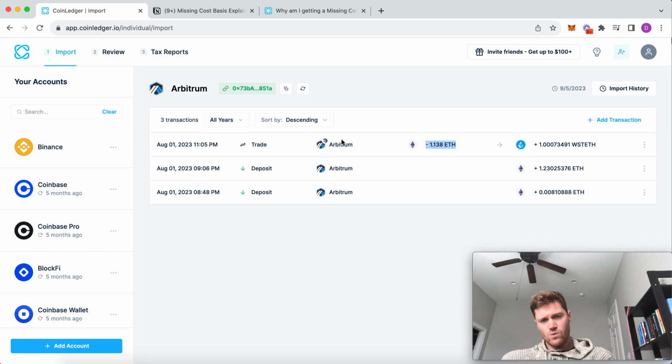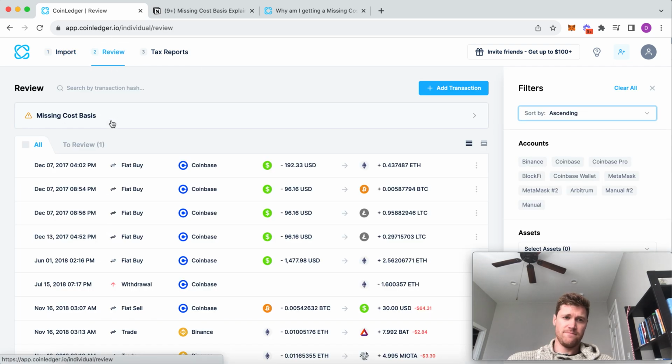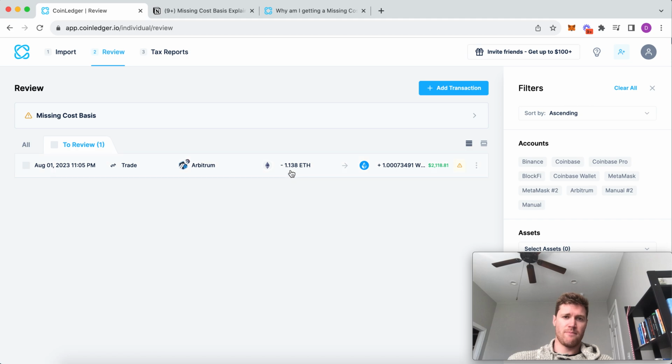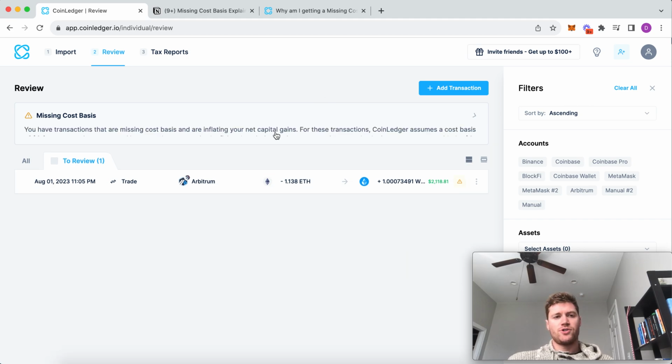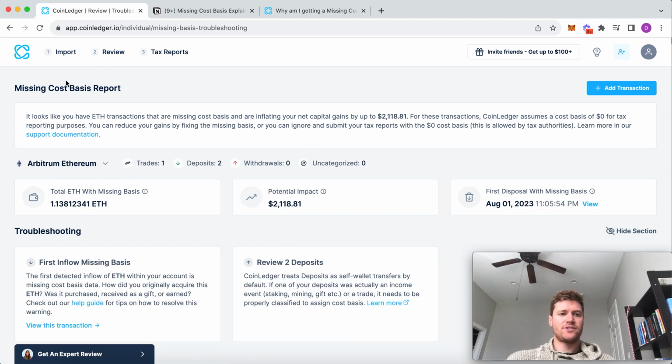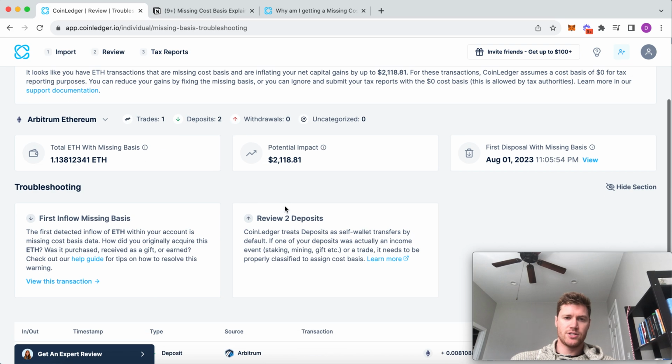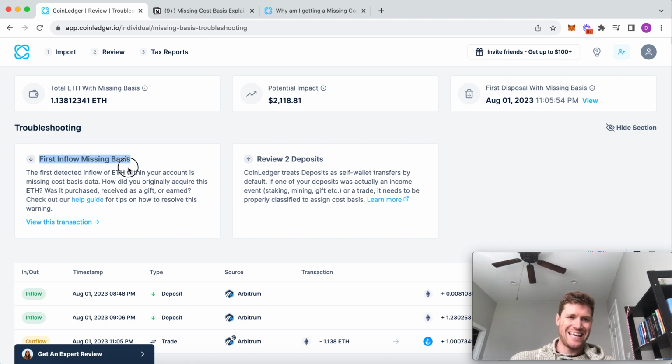When I dispose of this Ethereum on Arbitrum, it's going to create a missing cost basis warning. Now let's look at it to learn a little bit more about why. So let's go to troubleshoot this again. Back on the troubleshooting flow, we can see for Arbitrum Ethereum, I'm missing 1.1 Ethereum. This is inflating my report by up to $2,000. And we can review these hints. And these hints are actually right.